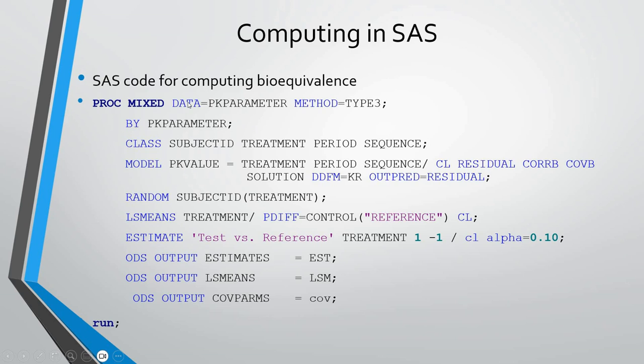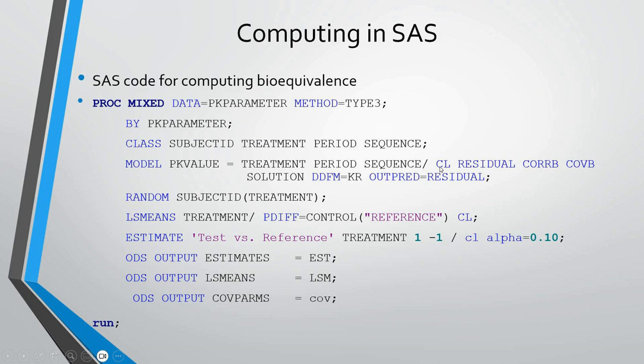It's only AUC T, AUC infinity, and Cmax. And then the class variable is basically saying that the values in these variables should not be treated as numerical. Even though there will be values one and two, these are class variables, nominal variables. So you don't compute any statistics for them by treating them as continuous; it will treat them as a class variable. My model is my PK value, which is log transformed, dependent on treatment, period, and sequence.